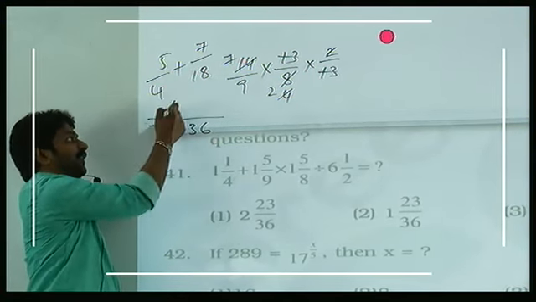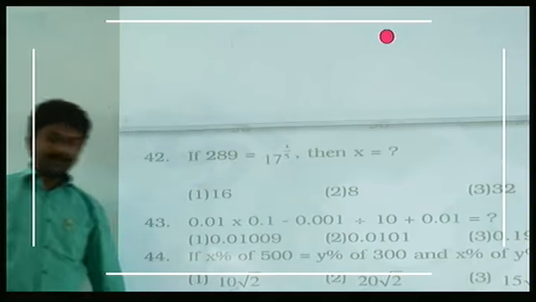42. 289 can be written as 17 square. Base values are same, exponent should be same. 2 is equal to x by 2, x is equal to 10.